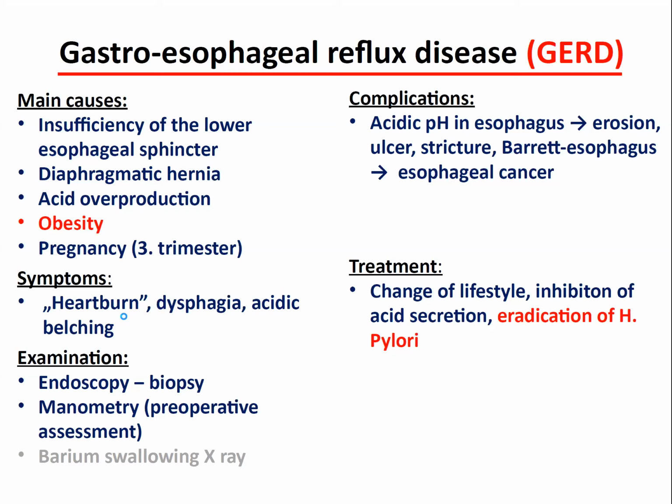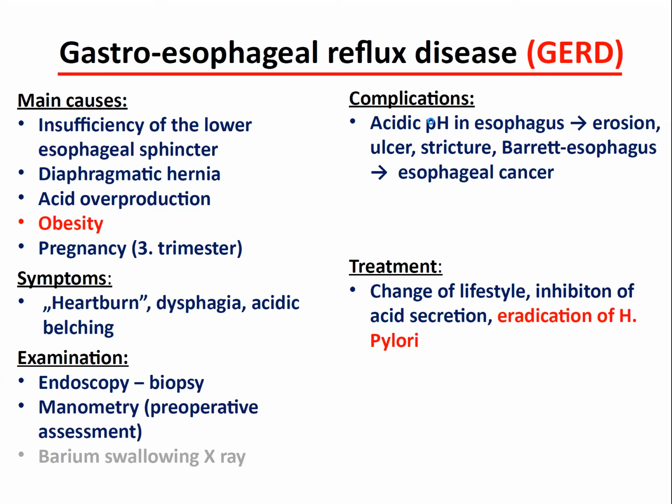What could be the complication if we have constant regurgitation of the acid substances into the esophagus? This can maintain an inflammation, and repeated inflammation can cause erosion, ulcer, and stricture. And finally, that can develop a Barrett esophagus, and that means a precancerous condition. And as esophageal cancer can develop, this is why we have to take it seriously.